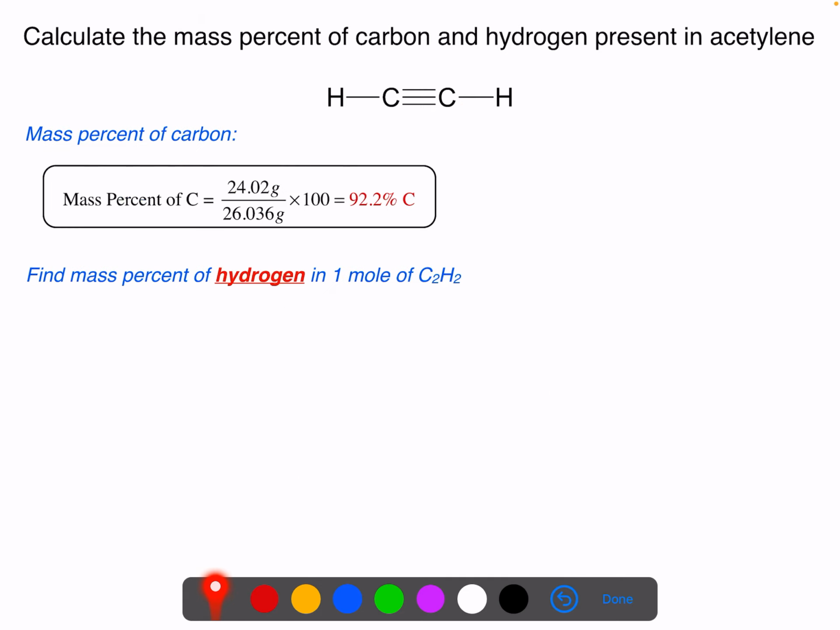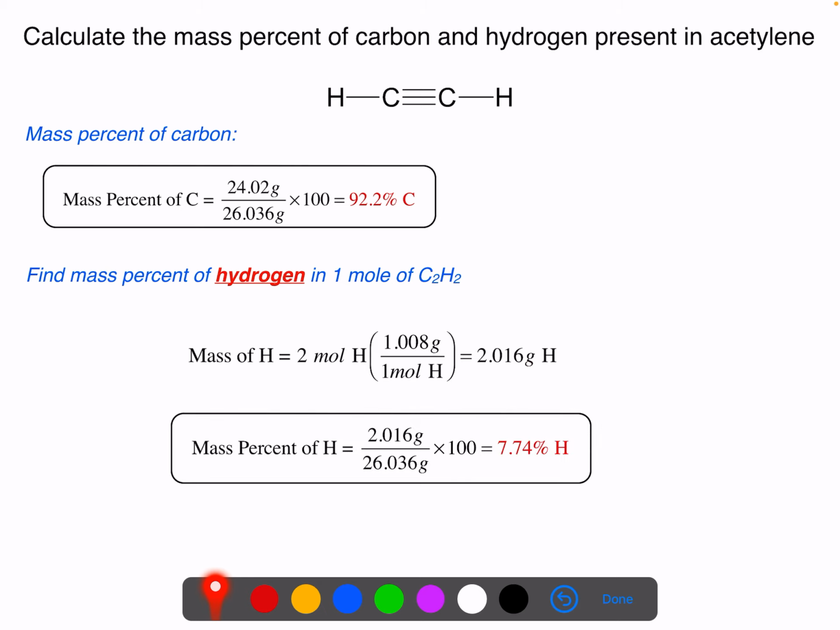And so we can also find the mass percent of hydrogen, right? So if it's only carbon and hydrogen, we could just do 100 minus this. But if we don't know it's only carbon and hydrogen, then we're going to have to go through the same process. Again, 2 moles of hydrogen multiplied by the molar mass gives 2.016 grams of hydrogen. Now we take the ratio of the 2 grams of hydrogen over the 26 grams of acetylene, and we get 7.74% hydrogen. So that would be the mass percent hydrogen.